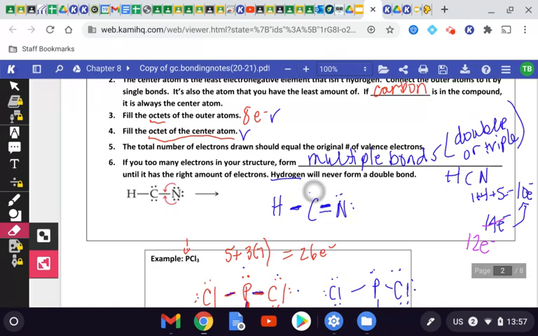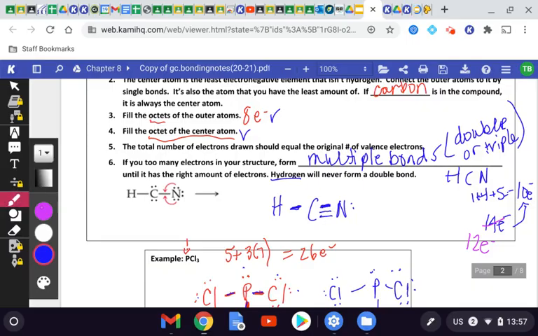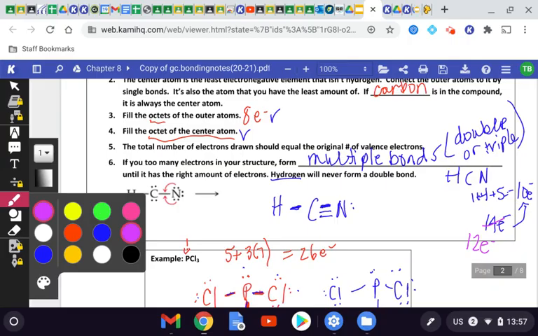So I'm going to erase a lone pair from carbon and from the nitrogen, and I'm going to draw in a triple bond now. So if I go back to count, and I'm going to count in purple again, I now have 2, 4, 6, 8, 10 electrons. So I have 10, which is what I want. That's good. But also make sure you have octets around all of your atoms.